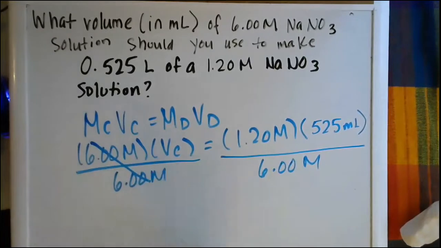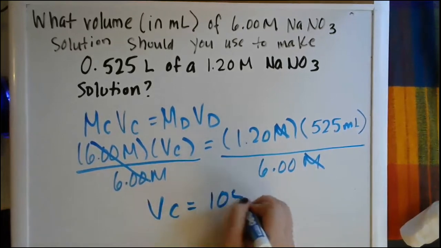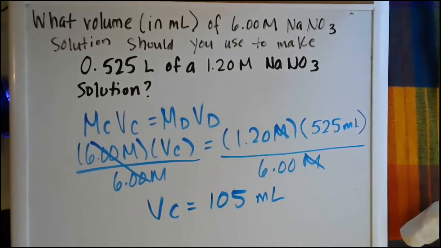Okay, so this goes away and this unit goes away. Now let's do some calculator stuff. 1.20 times 525 divided by 6.00. And we get a volume of 105 milliliters. Okay.